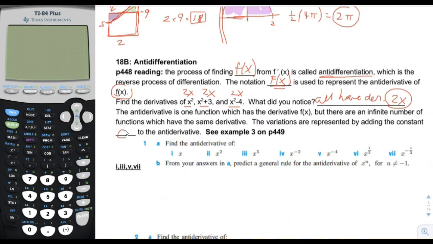If you notice, the difference between this function, this function, this function is always just what constant you are adding. Are you adding a 0? Are you adding a 3? Are you adding a negative 4? But if you vary that constant, you can have an infinite number of possibilities. And so we represent that constant, which can be any number, as c.